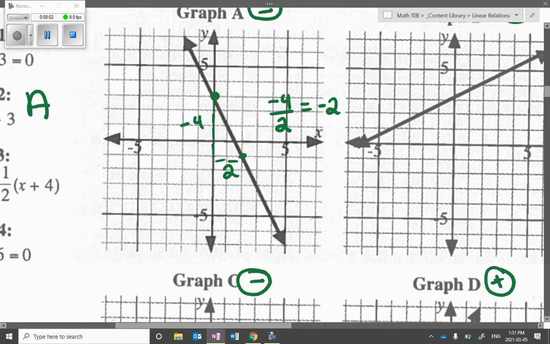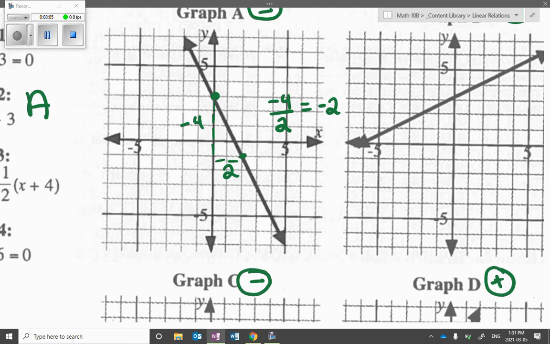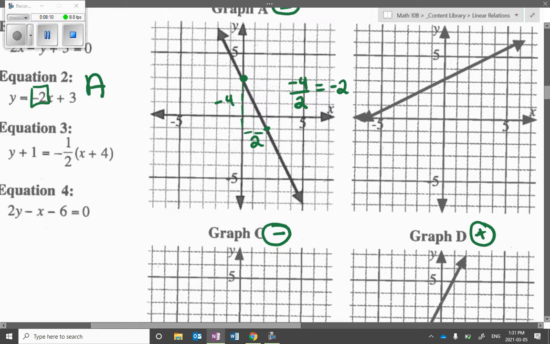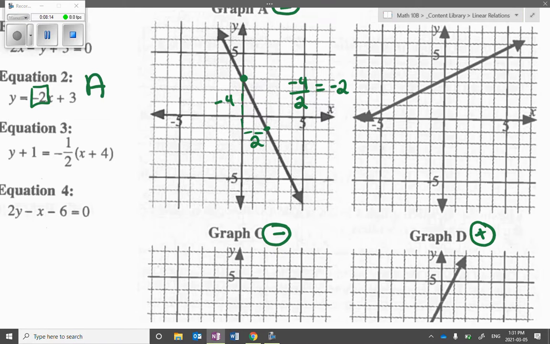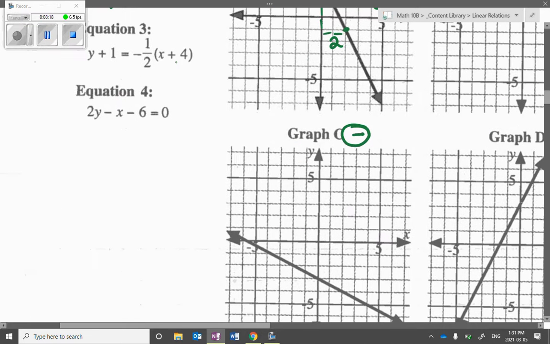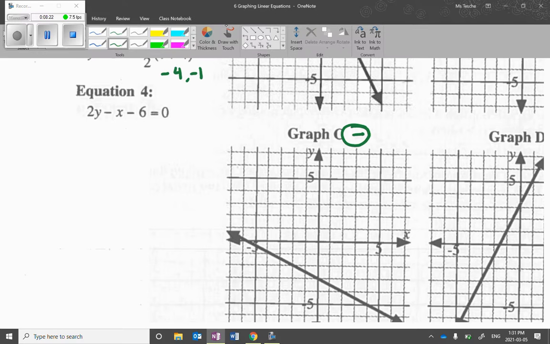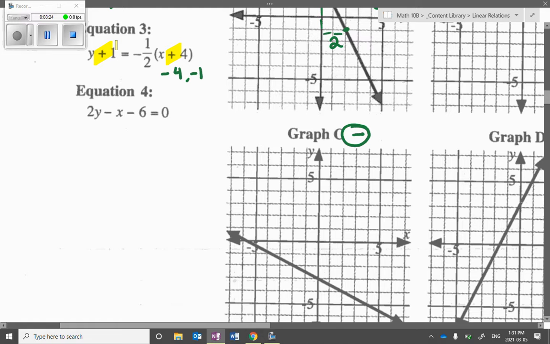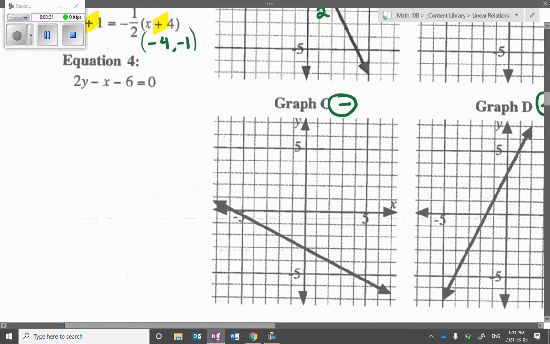Equation 3 is in slope-point form, so also a more helpful form. It tells us we have a negative slope of 1/2. So logically, it should just be C. That's the only negative sloped graph we have left. Let's check our points that it gives us. So we know we have a point at -4 and -1, because if those are plus signs, that means before it was minusing a negative. So in theory, we should have a point at -4 and -1. So let's check.